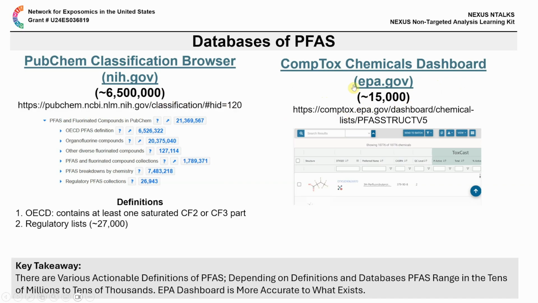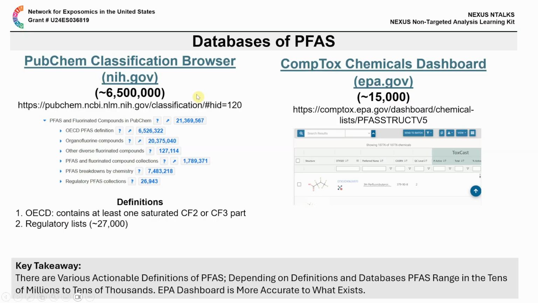So you may think, well, then I definitely want to use the PubChem database because it has more coverage. Well, this might not be the case. So Anthony Williams and other team members at the EPA have manually curated the PFAS in that EPA dashboard and reviewed them to make sure that they're PFAS that likely exist in the environment or have been synthesized.